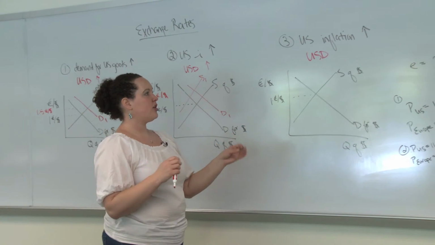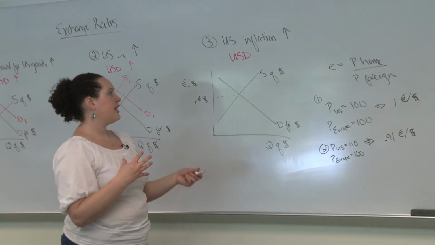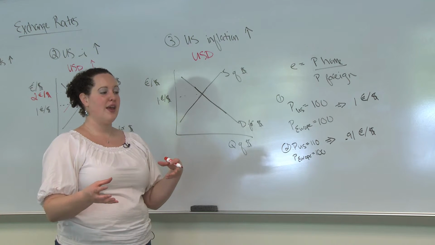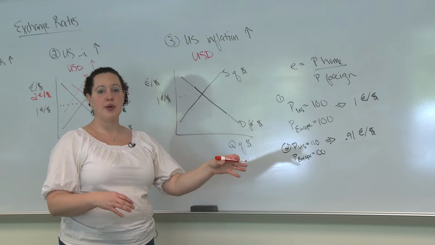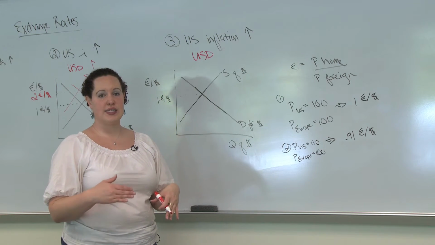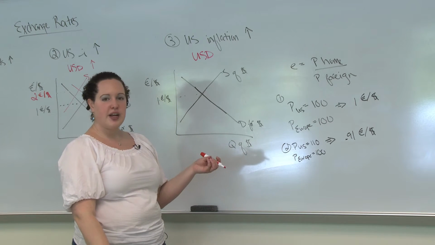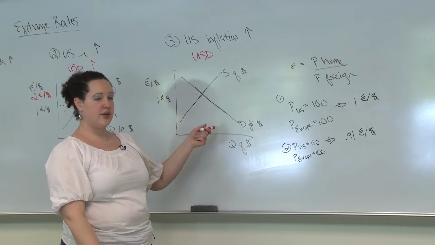And then the final determinant of exchange rates, or the final thing that could change the exchange rate, is the inflation rate, either in the US or in Europe. And we said that the inflation rate is just changes in the price level. So if the price level is going up, we have inflation. If the price level is going down, we have deflation. So if the inflation rate in the US goes up, two things are going to happen on this graph.